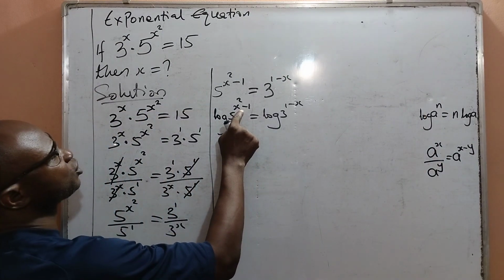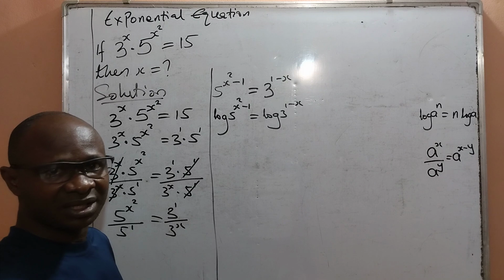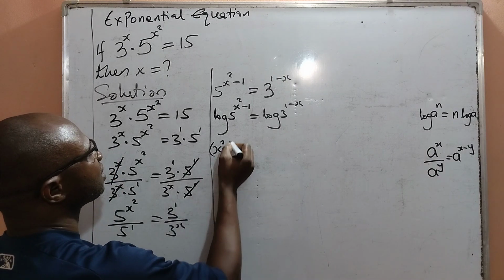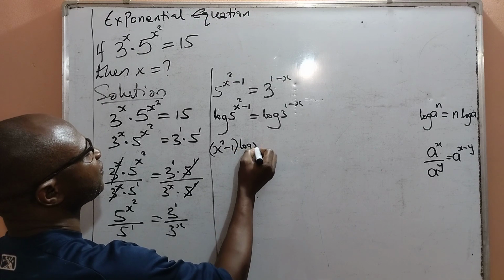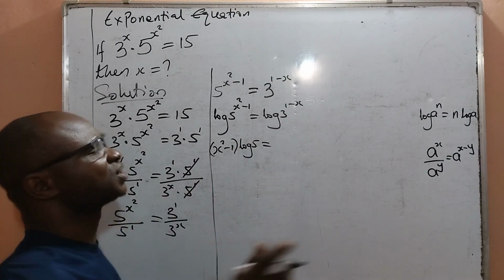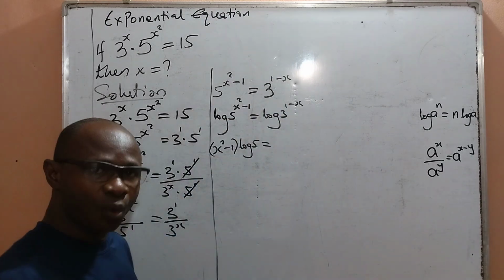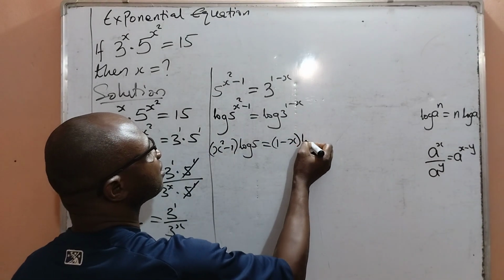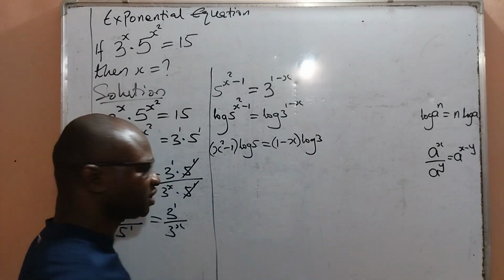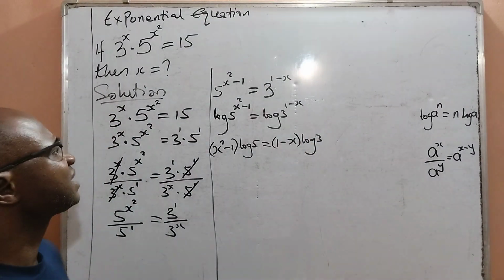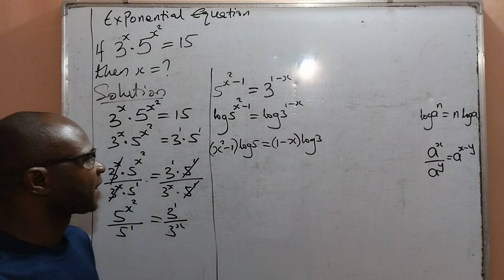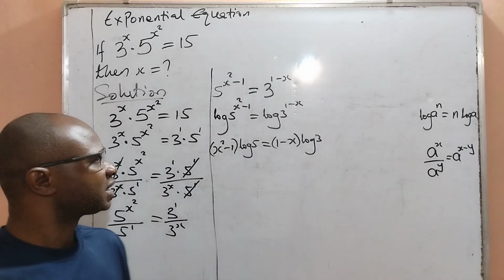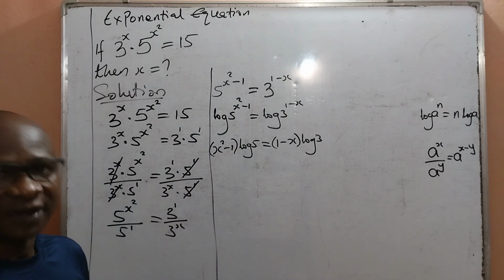So that is what I'm going to do here at the left hand side to have x raised to the power 2 minus 1, then log 5. And to the right hand side, I will do the same thing. The power here is 1 minus x, and that will give me 1 minus x, then log 3. Beautiful. The next thing I will do now is to divide both sides by logarithm of 5, log 5.